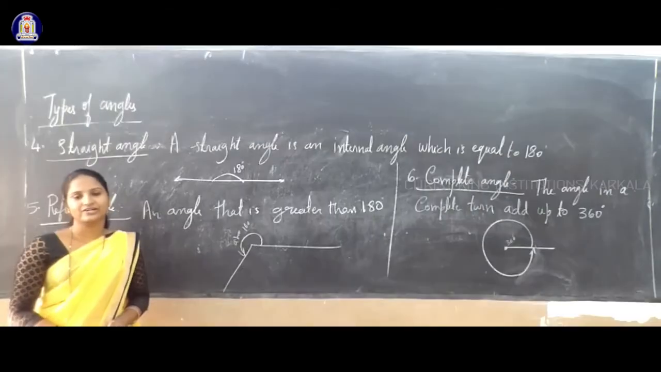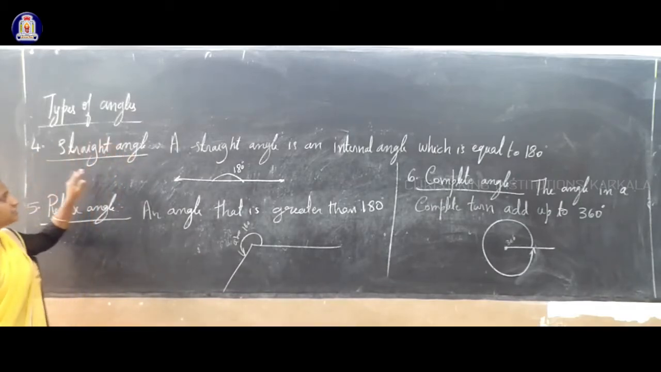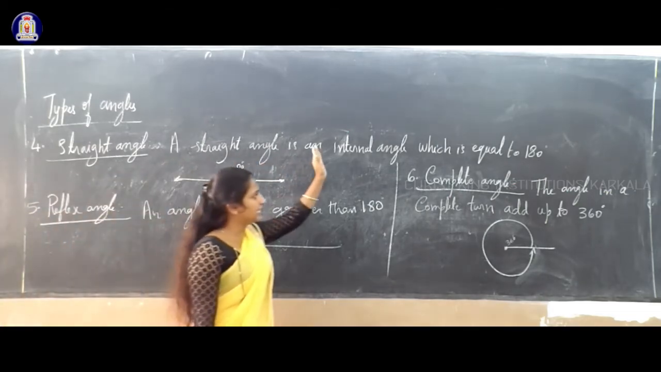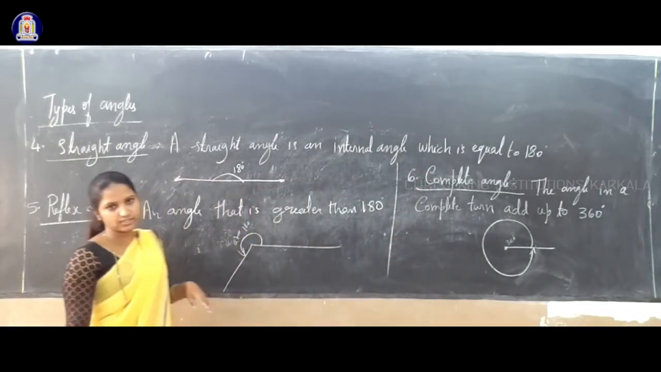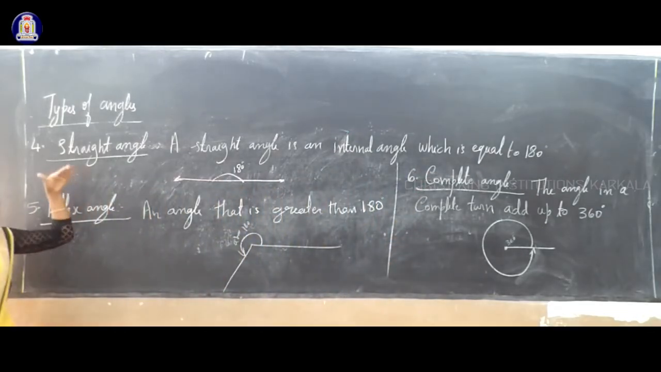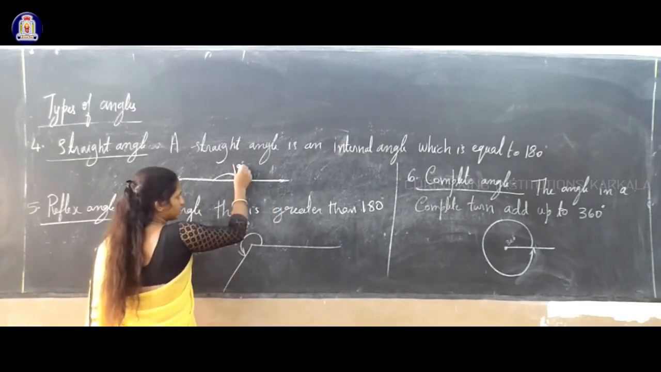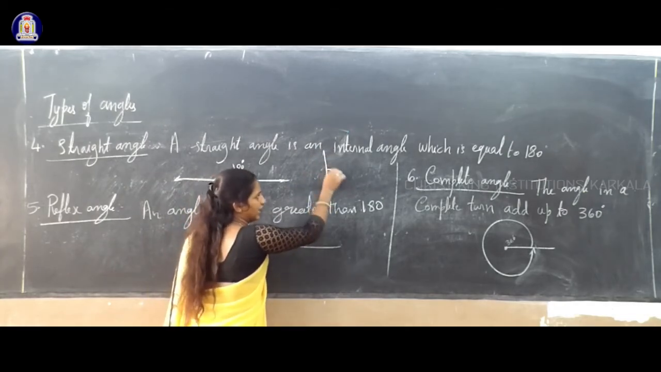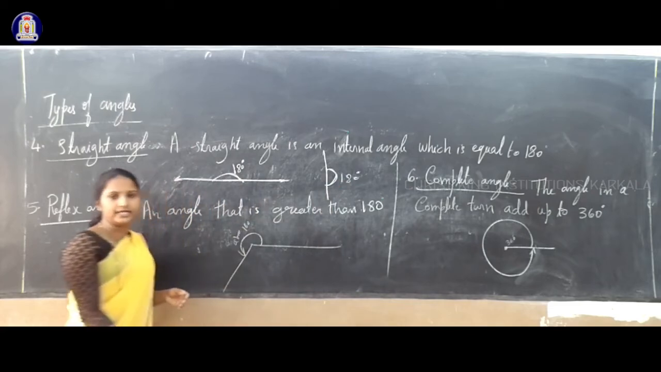Okay, next angle, that is the fourth one, straight angle. What is the meaning of straight angle? A straight angle is an internal angle which is equal to 180 degrees. It measures exactly 180, straight. So clear? This is a straight angle. It measures exactly 180 degrees. You can draw like this. This is also a straight line. So what is the angle? A straight angle is always 180 degrees.